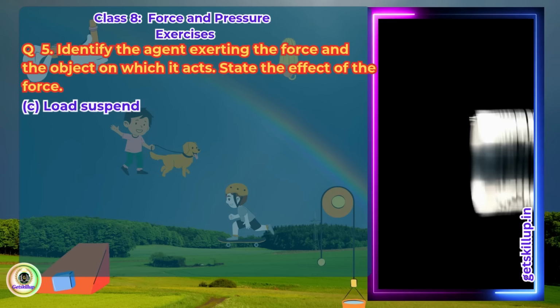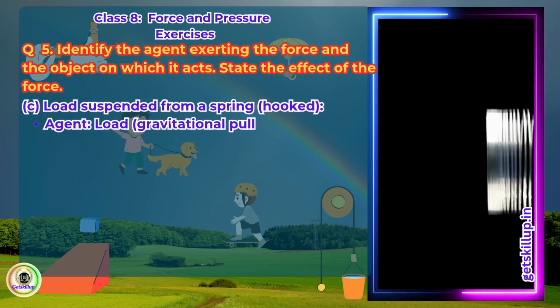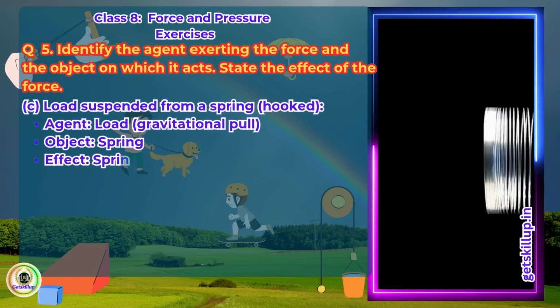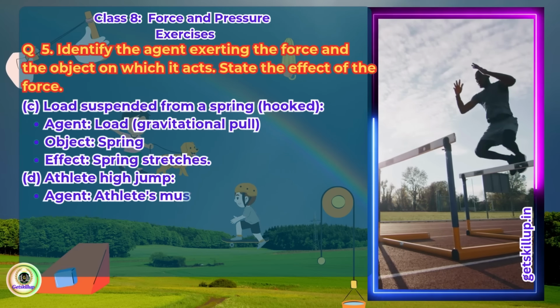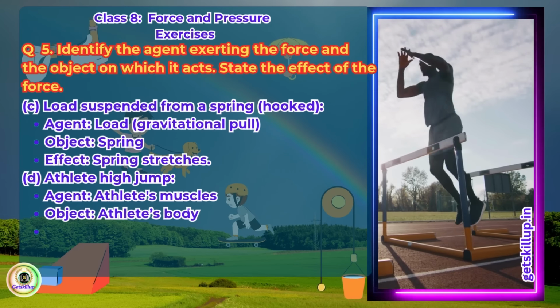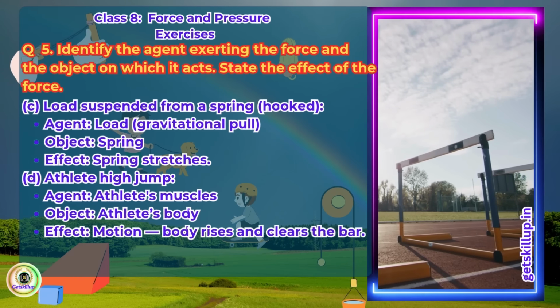Load suspended from a spring hook. Agent: load, gravitational pull. Object: spring. Effect: spring stretches. Athlete high jump. Agent: athlete's muscles. Object: athlete's body. Effect: motion. Body rises and clears the bar.